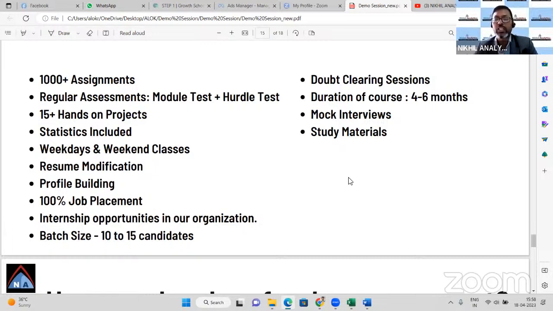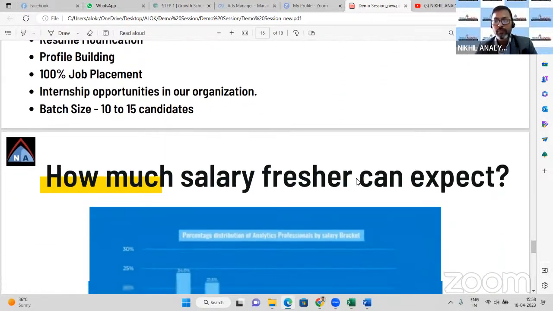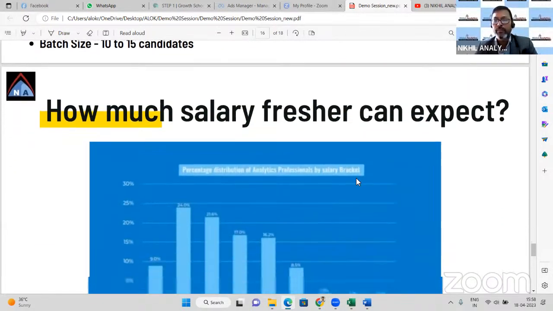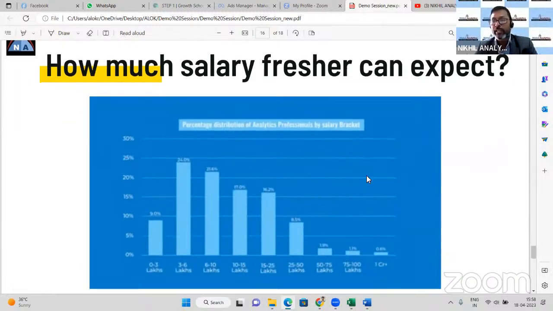Any questions, any doubts that you would like to ask me? Okay. So, an important thing which you're not asking: the question here is, how much salary will be offered, right? Salary for the freshers is going to be between 4 lakhs to 10 lakhs. On average, a 6 lakh package will be offered to you.